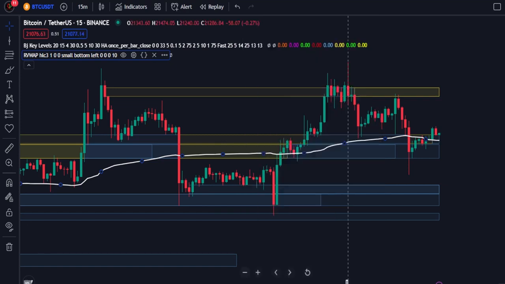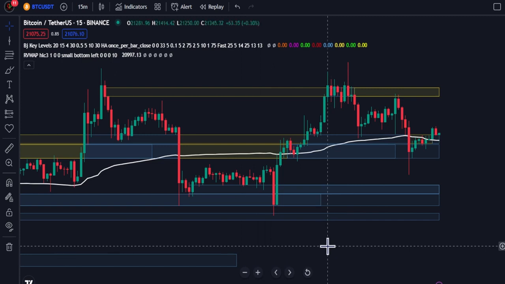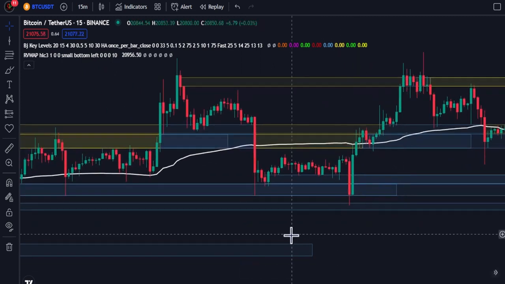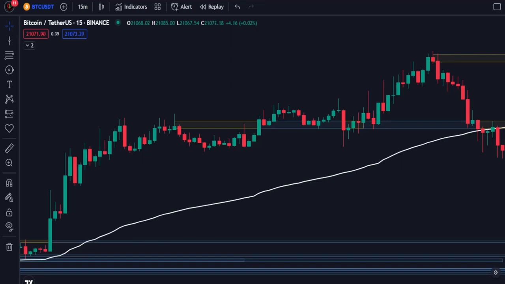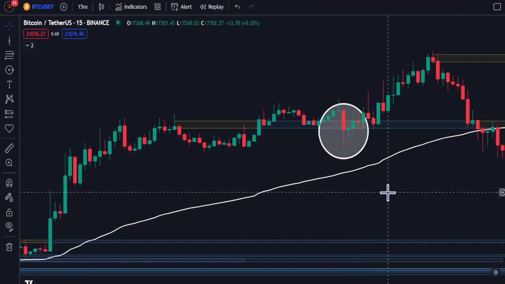We will use the VWAP indicator as a trend direction indicator, allowing us to filter out signals that go against the larger trend. As you can see, the price is currently trading above the VWAP line, which means we will ignore the short signals provided by the Bujorgum Key Levels indicator. As you can observe, by using this indicator, we can eliminate many losing trades.